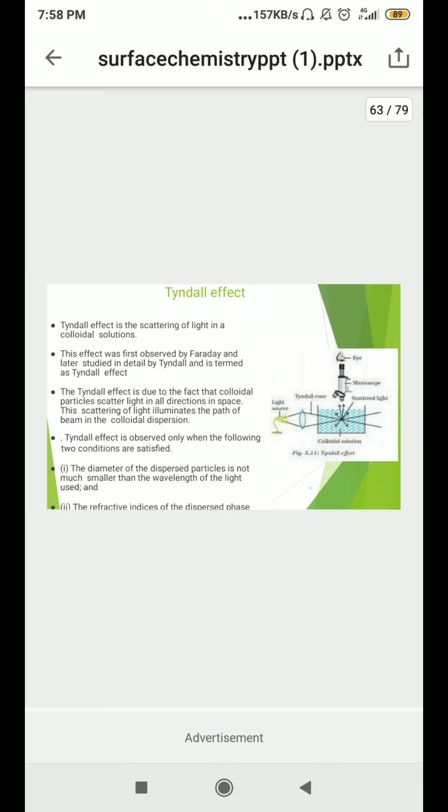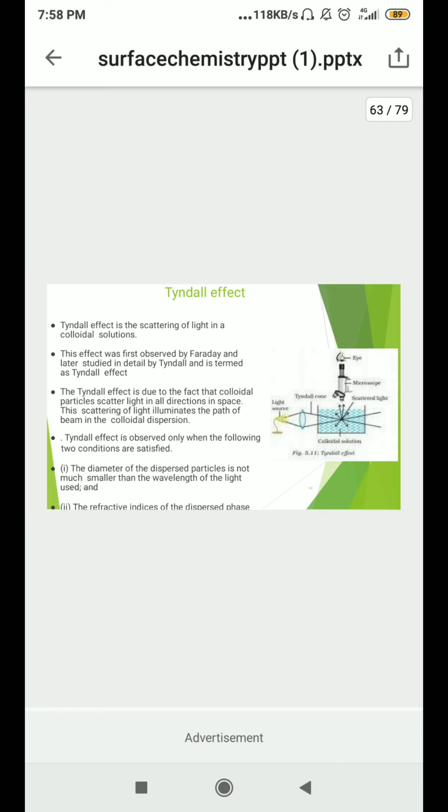Now let's talk about a very important topic, the Tyndall effect. Normally questions come from this topic in your board exam, so you need to understand it. Here I have given a pictorial presentation also, of what the Tyndall effect is and how it occurs. The Tyndall effect is basically the scattering of light in a colloidal solution. What happens when a source of light goes through a colloidal solution is that the light gets scattered. So when you see it through a microscope, let me read out how it happens for you.